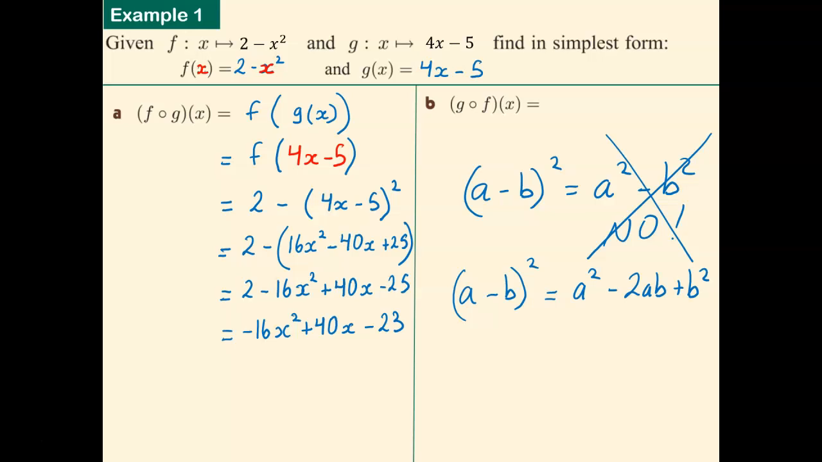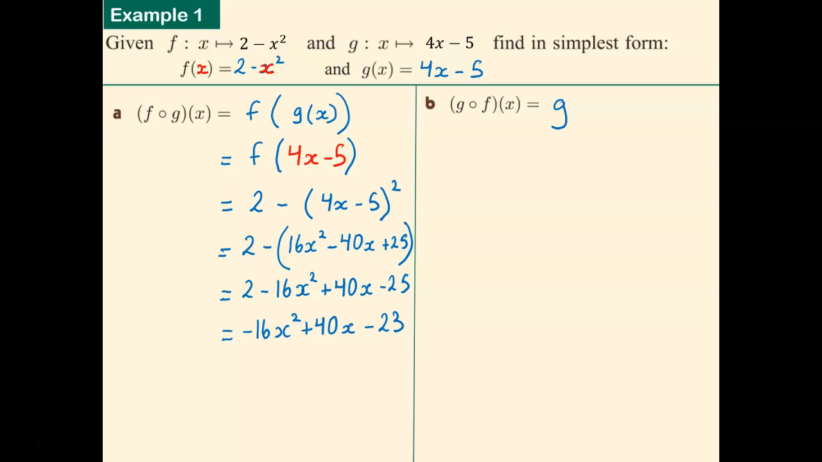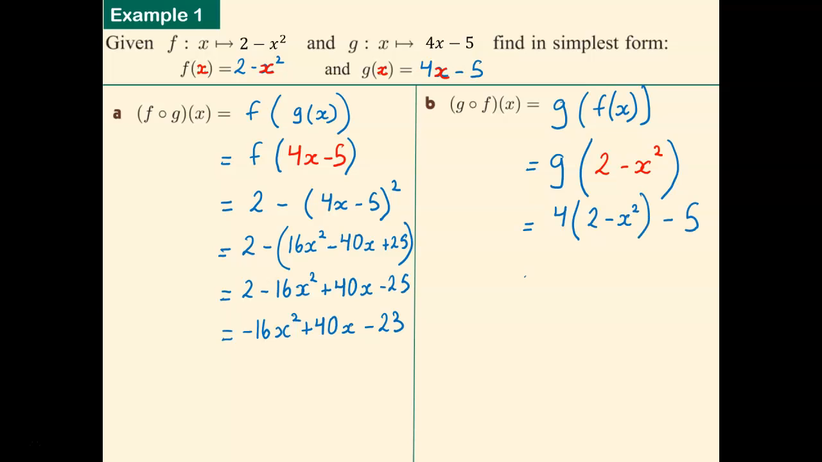Now we move on to part B. Moving on to part B now, we're doing g of f of x. So in other words, we're doing f of x first. So instead of writing f of x now, we write down 2 minus x squared. We look at g. Whenever we see an x, we're going to write down 2 minus x squared. We expand that bracket and then collect like terms, and this question is then done.